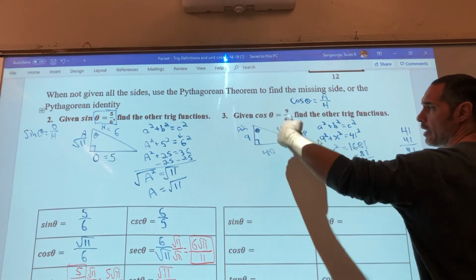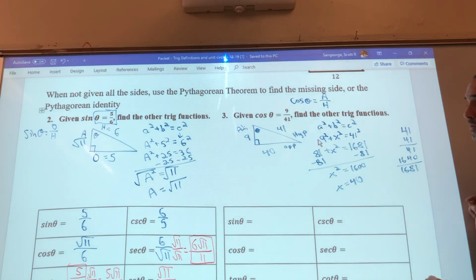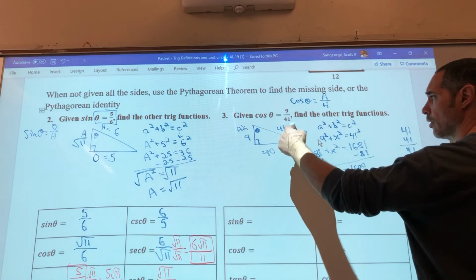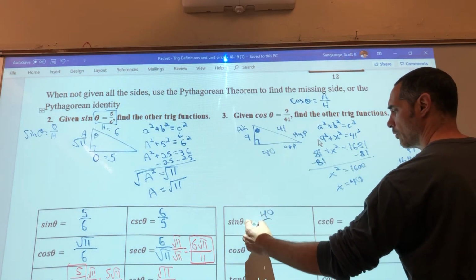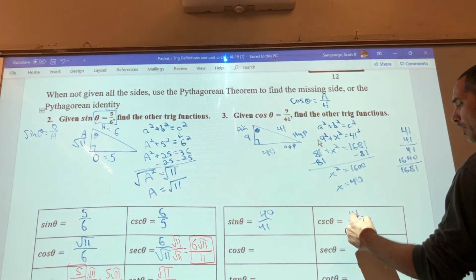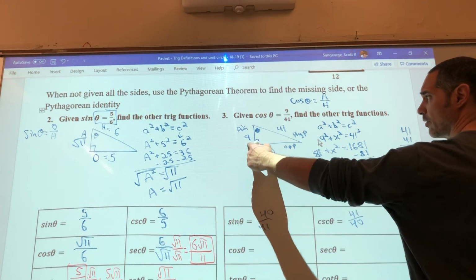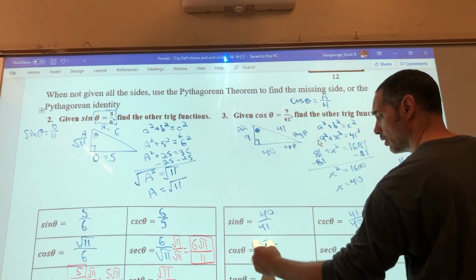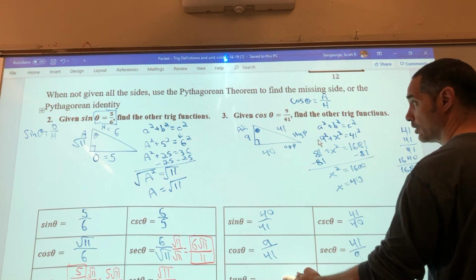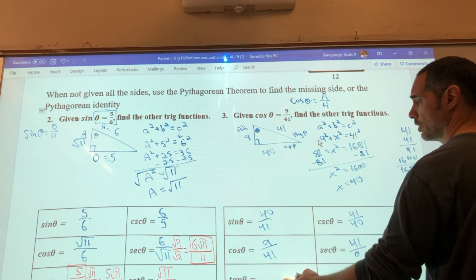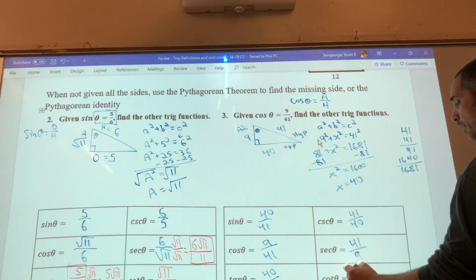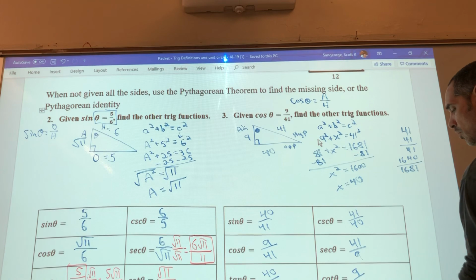And now I have my opposite, hypotenuse, and adjacent all set up. So sine is going to be opposite over hypotenuse, 40 over 41. Cosecant is its reciprocal, 41 over 40. Cosine is adjacent over hypotenuse. We actually had that, 9 over 41. So that means secant is 41 over 9. And the tangent is going to be opposite over adjacent. So 40 over 9. The reciprocal is going to be 9 over 40.